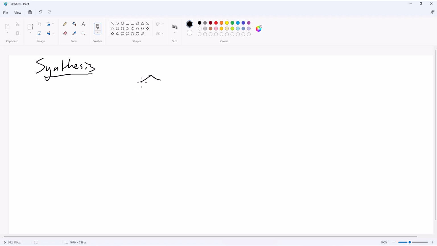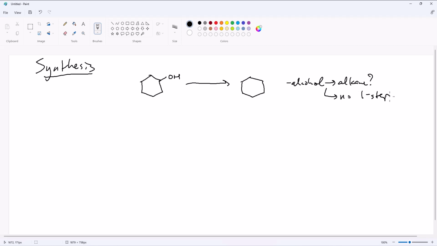One potential problem we could have is turning cyclohexanol into cyclohexane. Our first observation is we go from an alcohol to an alkane. My first question is, do I know any one-step reactions to take an alcohol to an alkane? Off the top of my head, I can't think of any one-step solutions to this problem. So we're already looking at a multi-step synthesis. My goal is to somehow go from alcohol to something, to maybe something else, to an alkane, and I want to do this in as few steps as possible.